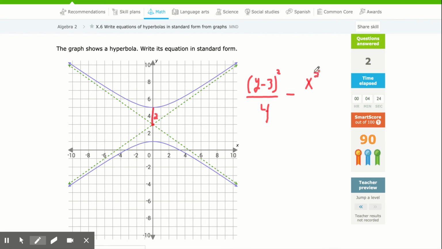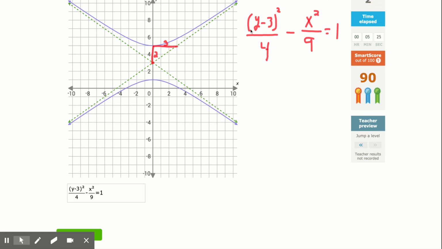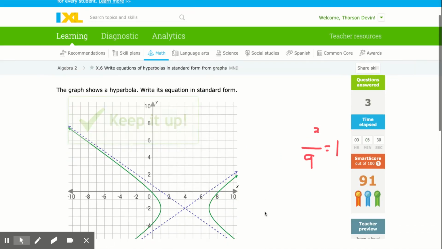I just do an X squared over, now again, I'm going to go from a vertex straight horizontally out until I hit my asymptote, the line that the hyperbola gets closer and closer to, and it's out 3 units, or half of my conjugate axis is 3. I square that, I get 9, and remember, always equal to 1. I've just typed that equation in here. I'm just looking at it really quickly to verify I've done it all correctly, and there we go.